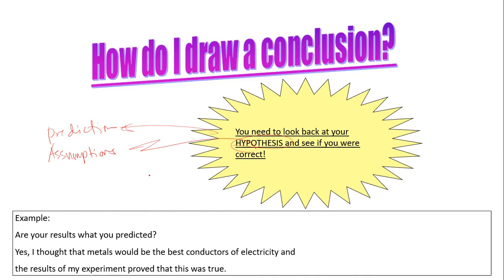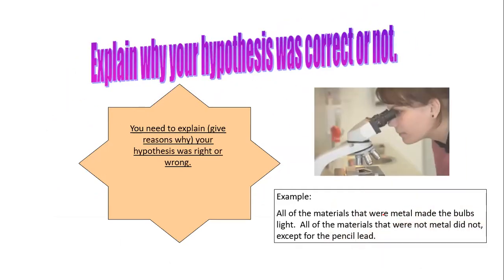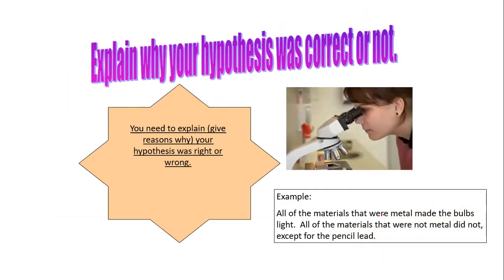And the answer is, yes, I thought that the metals would be the best conductor of electricity. And the result of my experiment proved that this was true. Meaning your hypothesis with regards to the metal being a good conductor is correct. Okay, so that is for conclusion. Then explain why your hypothesis was correct or not. You need to explain, meaning you give reason why your hypothesis was right or wrong. So this is where you're going to create interpretation or conclusion.